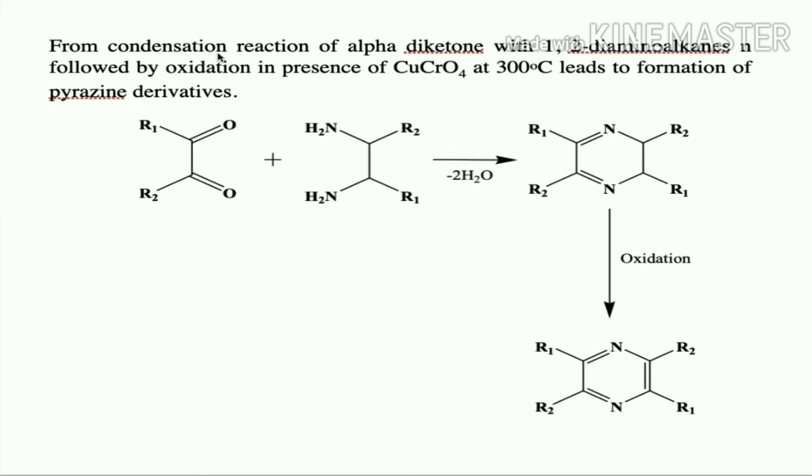Next, one more method is from condensation reaction of alpha diketone with 1,2 diamino alkanes, followed by oxidation in presence of copper chromate at 300 degrees centigrade, which leads to the formation of the pyrazine derivative. So this is a 1,2 diketone, which upon condensation with 1,2 diamino alkane, with loss of water molecule, is going to form the dihydro derivative of pyrazine. This dihydro derivative of pyrazine in presence of copper chromate at 300 degrees centigrade leads to the formation of the pyrazine derivative. So this is by using diketo with 1,2 diamino alkanes.